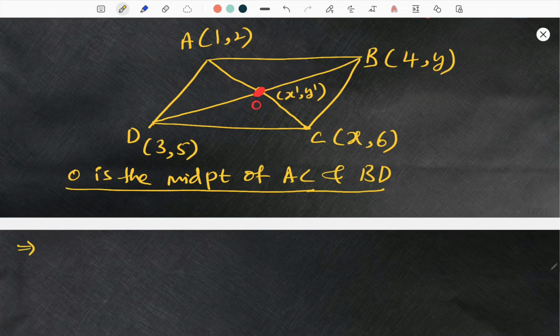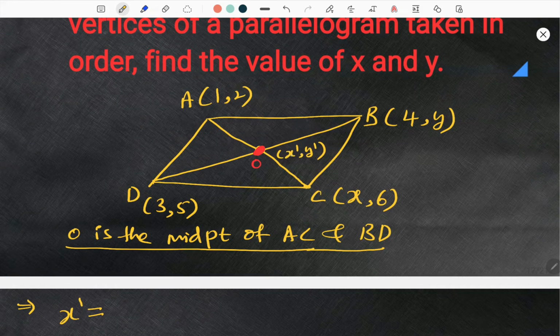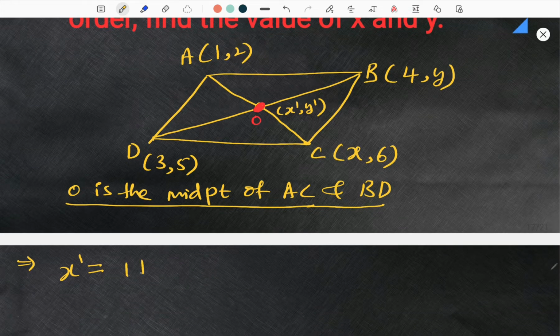Now if you consider from AC, what is the formula for x dash? X dash is equal to what you will get, tell me. X dash is equal to 1 plus x by 2. Look at this, 1 plus x divided by 2. Let me call it equation number 1.